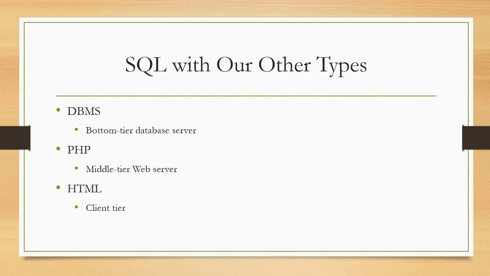So DBMS, Database Management System, is the bottom tier database server. That means it's basic. PHP is a middle tier web server, and HTML is a client tier. As you've seen with some of your assignments, you do not even see or need to have specific web server access for some HTML code to run.